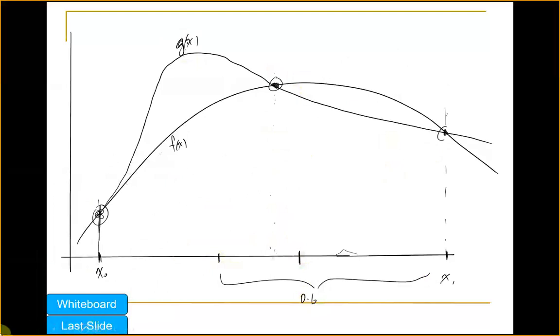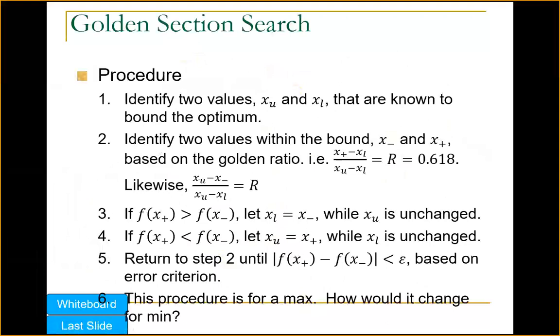Zero point six, 1.618, I believe. Let's see if I can find it. Alright, 0.618. It's a special number. It's called the golden ratio. We'll talk about what's so special about this golden ratio. Everybody see it? Golden ratio. Okay?